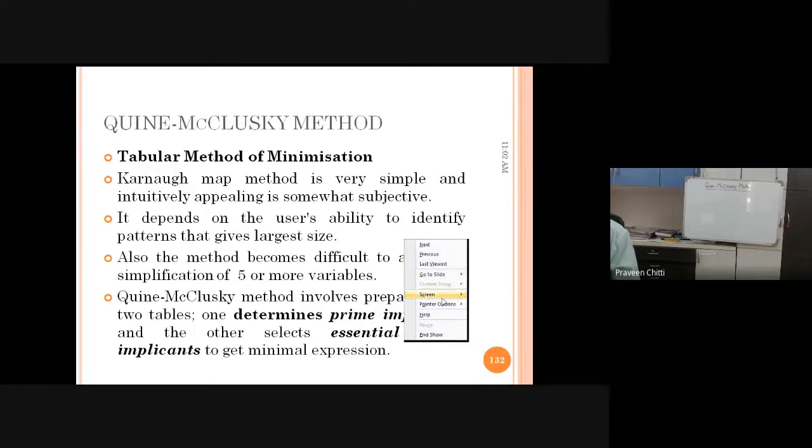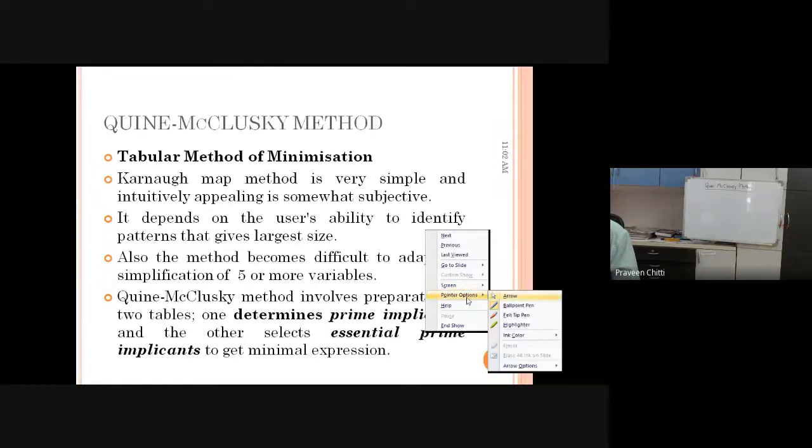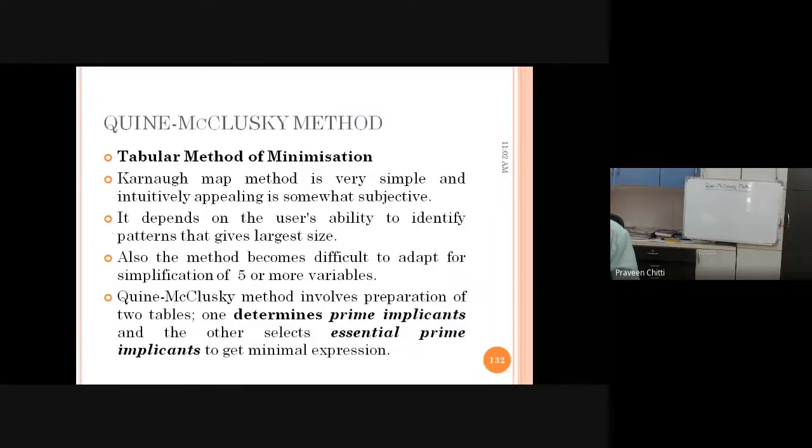largest size. As you might have seen already, many of you might have experienced the problem in identifying the groups. So it all goes with the user's ability to form the groups. How well you can form the groups, it depends on that. So the success of the K-map method entirely depends on what? It entirely depends on the user's ability to identify the bigger groups.